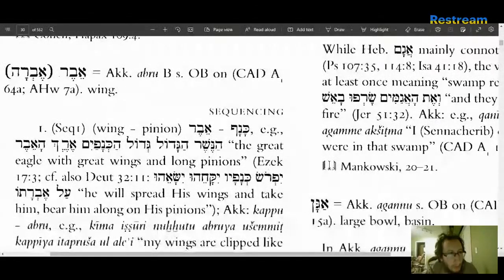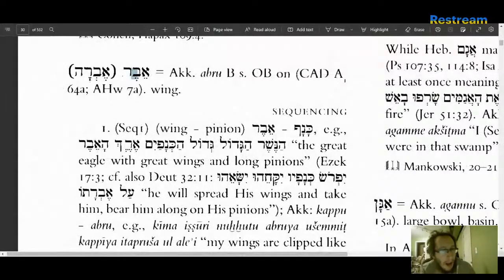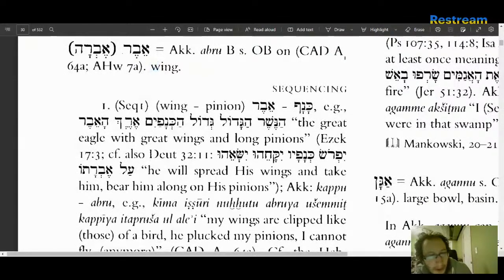So here we have Abar or Abra. Akkadian has Abaru. Here we see it occurs in Babylonian as well as Old Babylonian onward. And it means wing. Wing compared with pinion. So in the Bible, we see kanaf compared with abar. So the nashar, hanashar, the eagle, egadol or hagadol. And then it says gadol again.